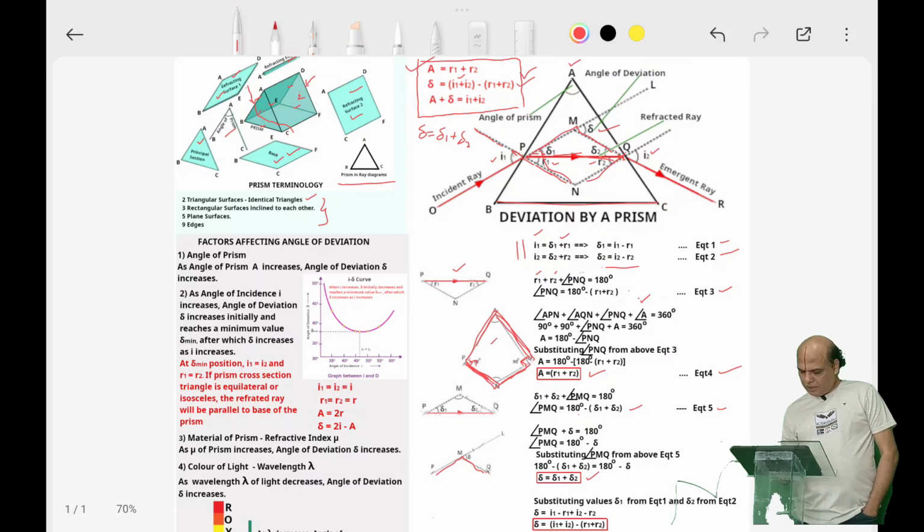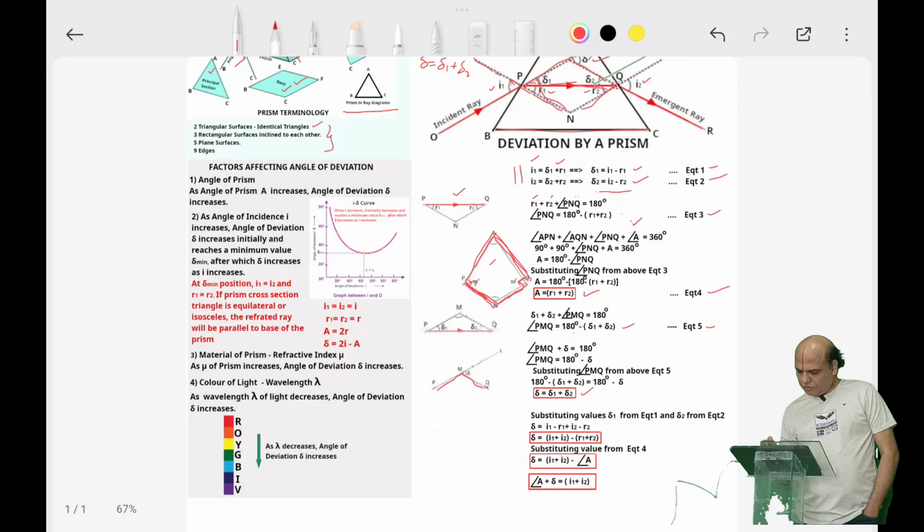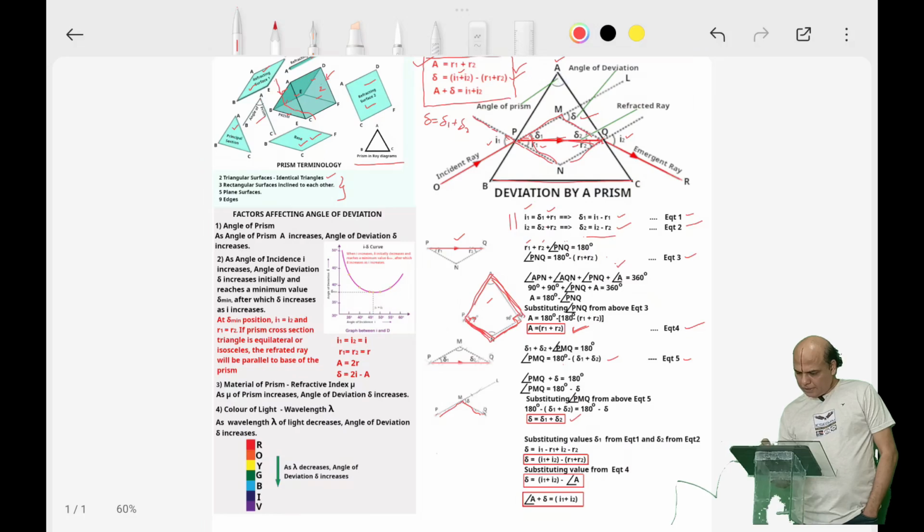Now from equation 1, because we have delta 1 and delta 2, we got them from these two equations. Delta 1 is I1 minus R1, delta 2 is I2 minus R2. If you substitute, then delta will become I1 plus I2 minus R1 plus R2, and R1 plus R2 is nothing but A. So I can write R1 plus R2 as A. If I rearrange, angle A plus delta is equal to I1 plus I2. So angle A, that is the angle of prism, plus delta, the angle of deviation, is equal to I1, the angle of incidence, plus I2, the angle of emergence.